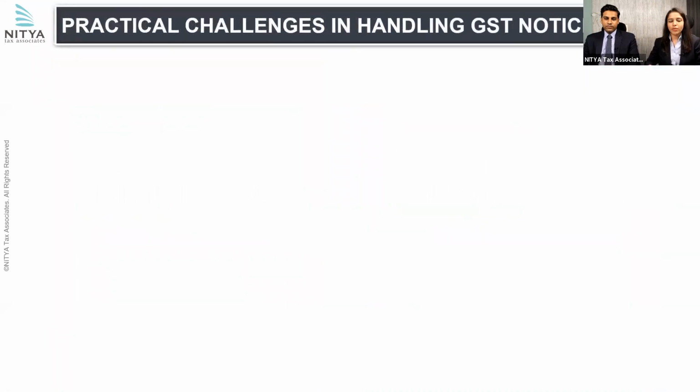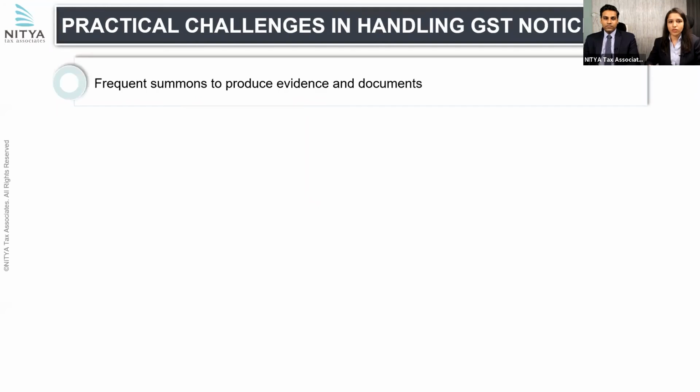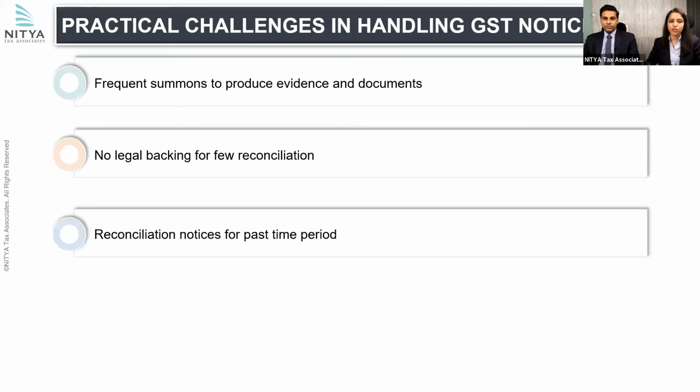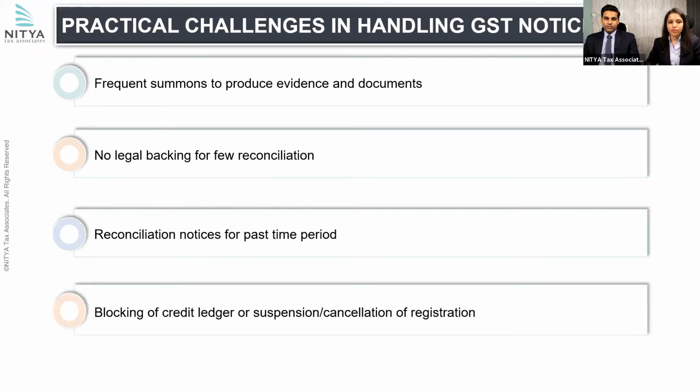So let us look at some practical challenges that we face while replying to GST notices. There are frequent summons issued by the department to produce evidence and documents. One common summons is issued under section 70, so it is only based on the production of evidence and documents. There is no legal backing for a few reconciliations, like we talked about the e-way bill reconciliation. Reconciliation notices for past time periods.